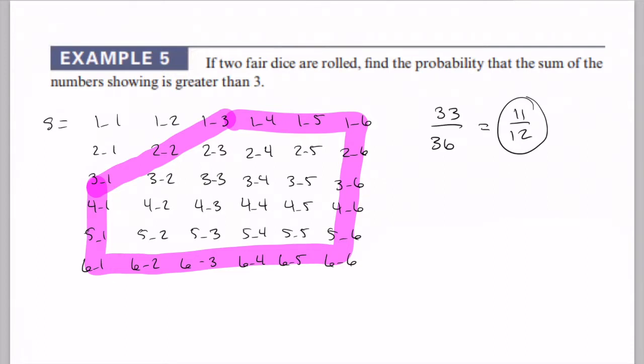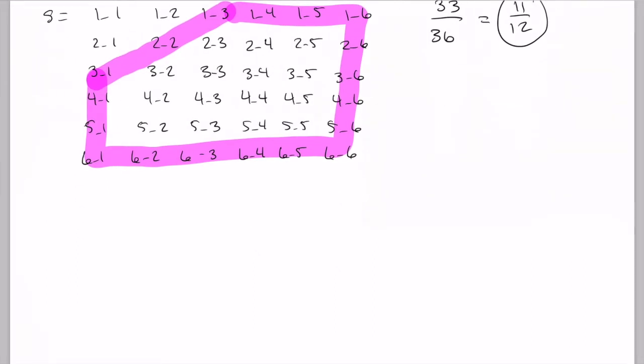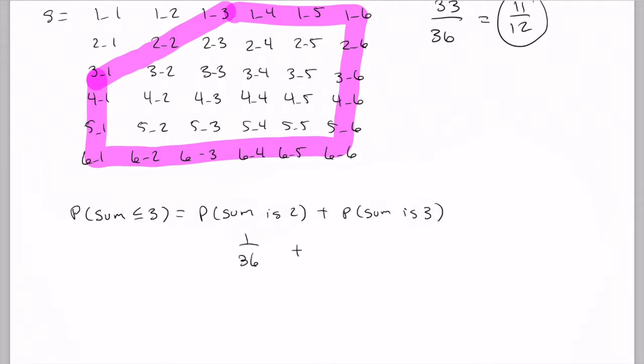Okay? Now, using how the book wants us to do this one, we can do this. The P of the sum is less than or equal to 3 is the P of the sum is 2 plus the P of the sum is 3. So for 2, that's 1/36 plus 2 out of 36, which is 3 out of 36. Then 1 minus 3/36 equals 33 out of 36, which equals 11/12. That's the same answer.